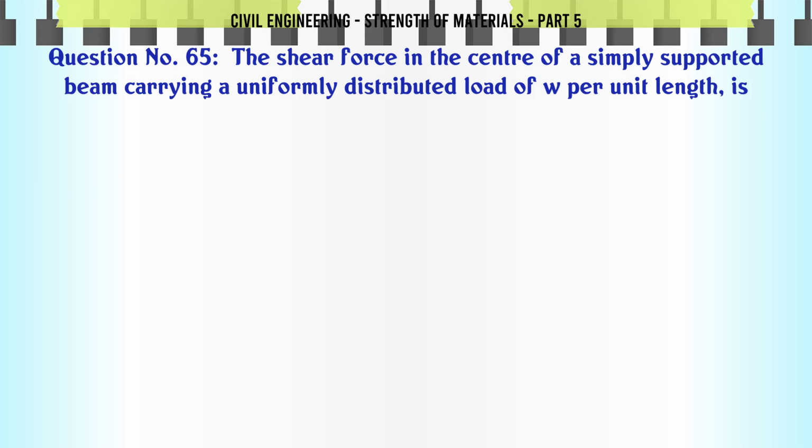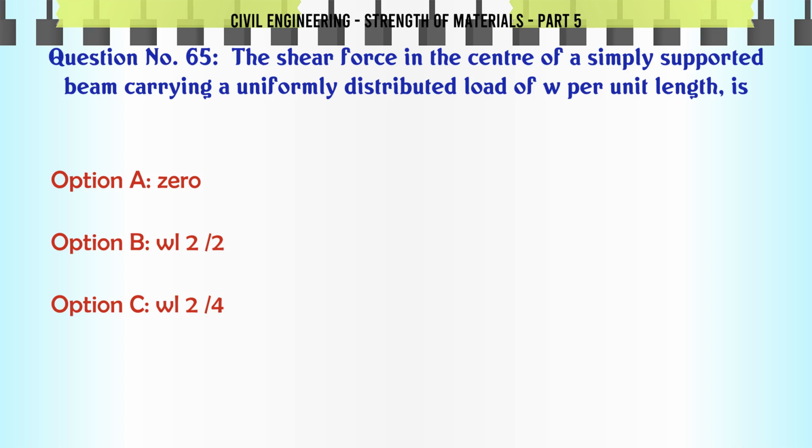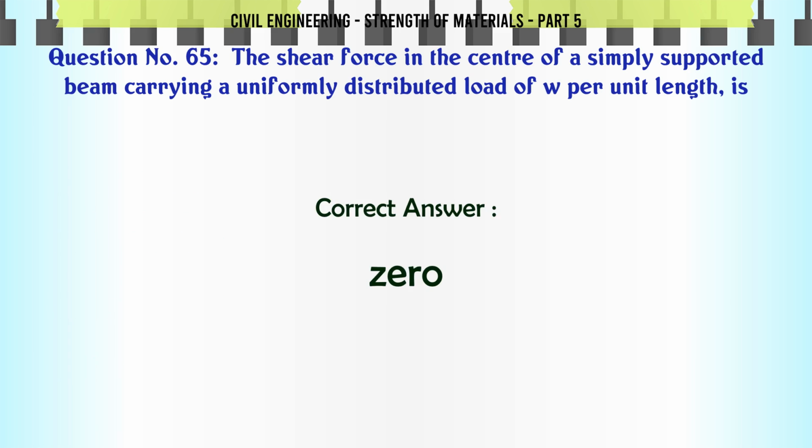The shear force in the center of a simply supported beam carrying a uniformly distributed load of W per unit length is A. 0, B. WL/2, C. WL²/4, D. WL²/8. The correct answer is 0.